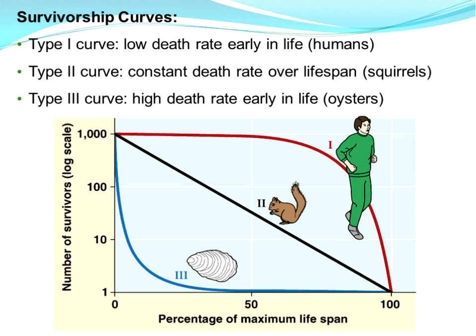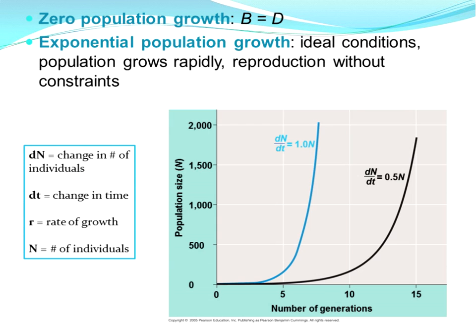And then the type 3 is a high death rate early in life, and those are going to be more of those R-selected species in which there's a ton of births at the beginning because not very many survive to begin with, so a lot will die off at the beginning. So there's not as many that last longer into life.